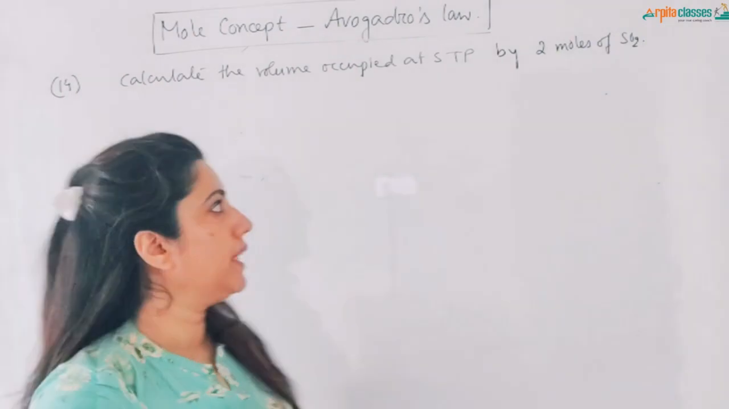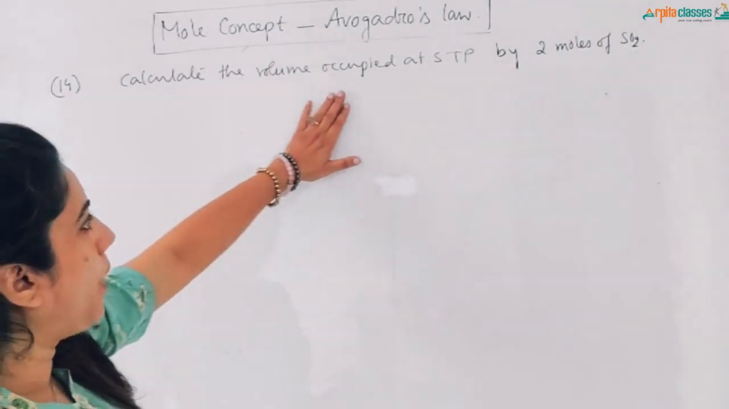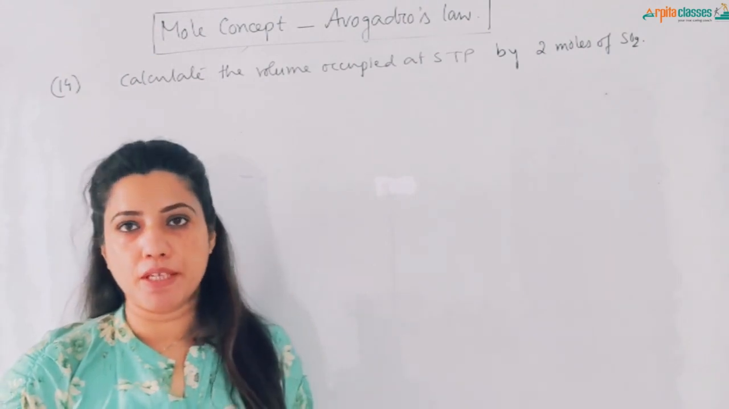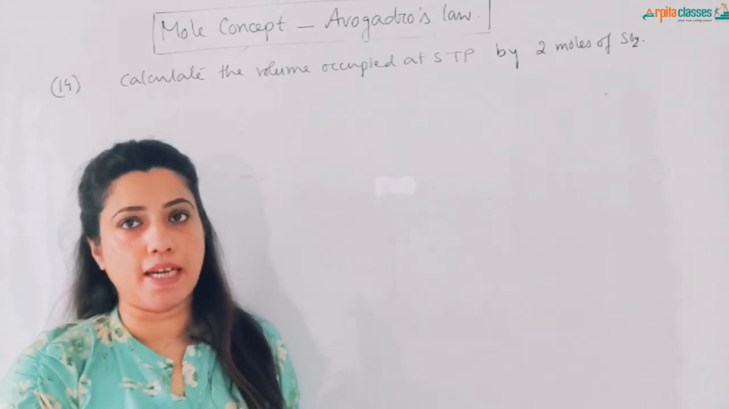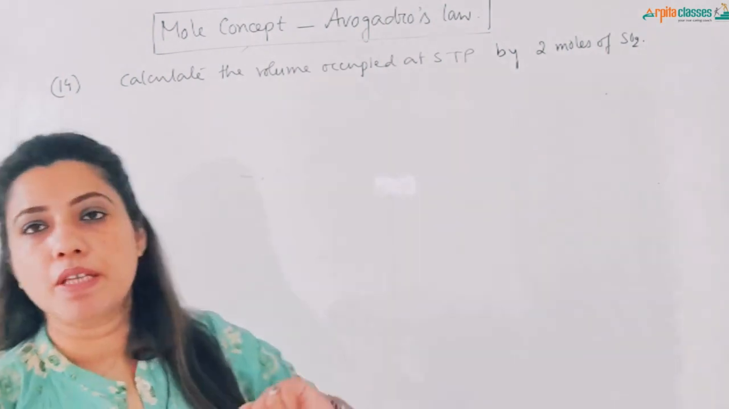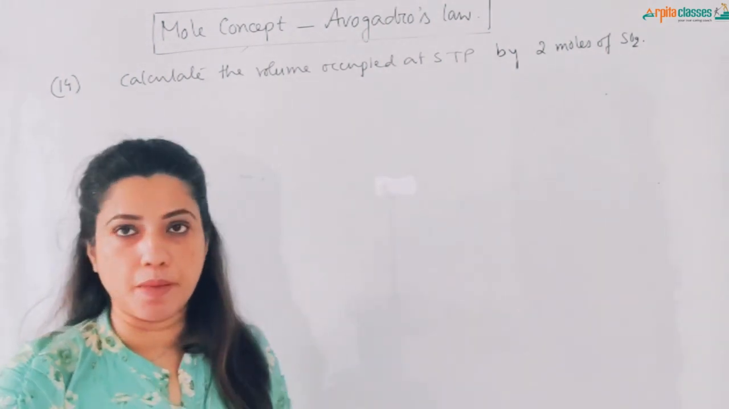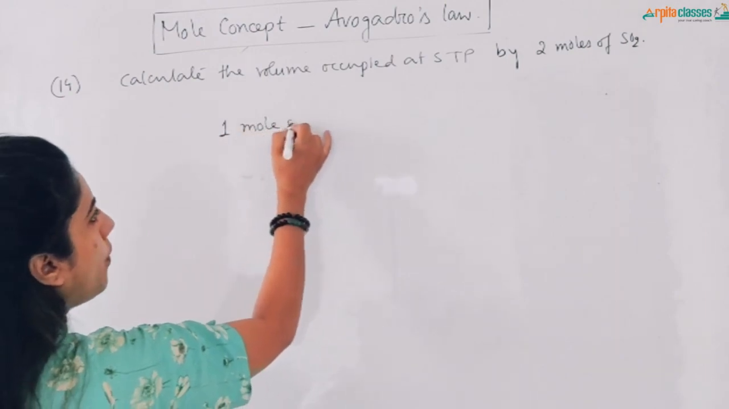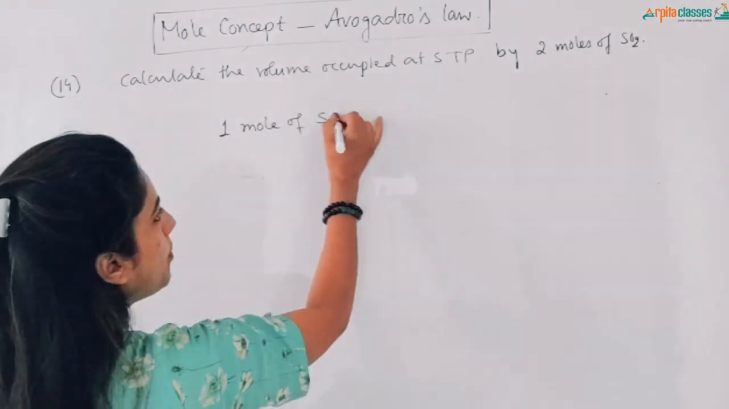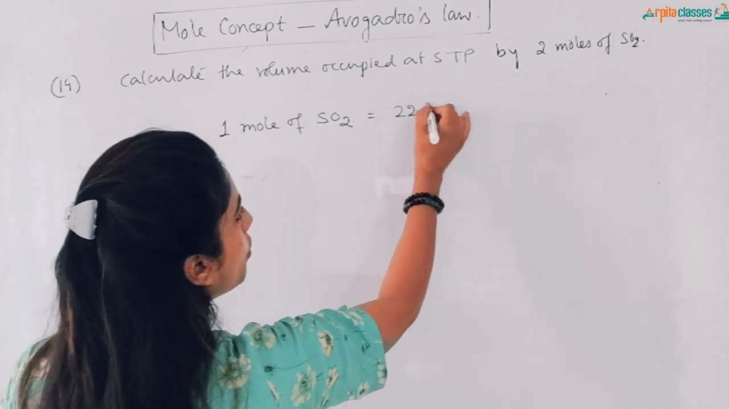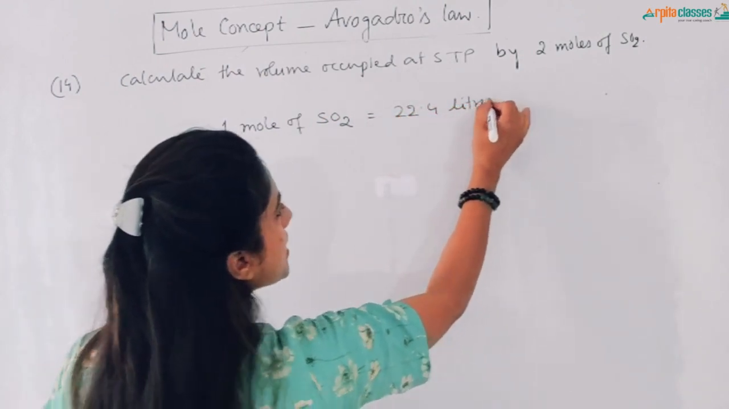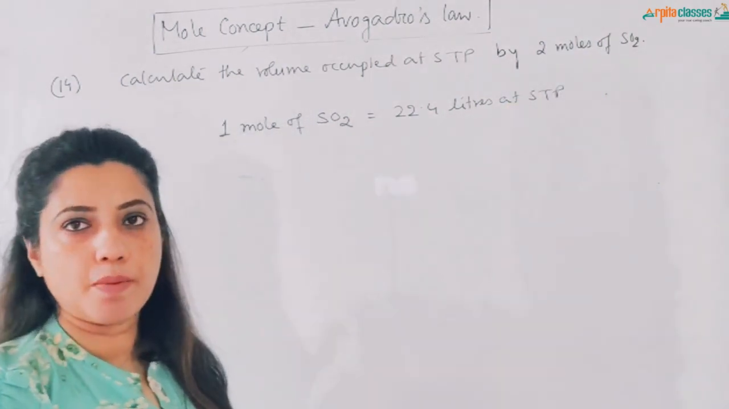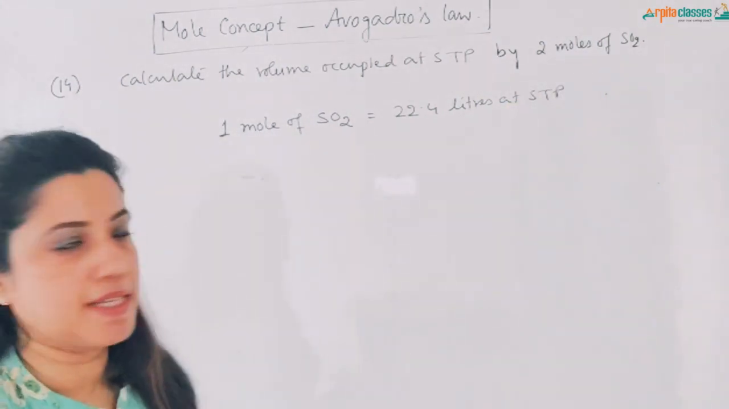Now in question number 14 they say calculate the volume occupied at STP by 2 moles of SO2. So again, the volume occupied means it is related to 22.4 liters at STP, and 2 moles means it is related to the number of moles of the substance. So we write 1 mole of SO2 is equal to 22.4 liters at STP. This is the reference we have: 1 mole of any substance is equal to 22.4 liters at STP.